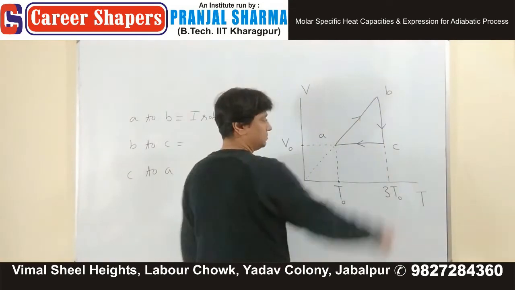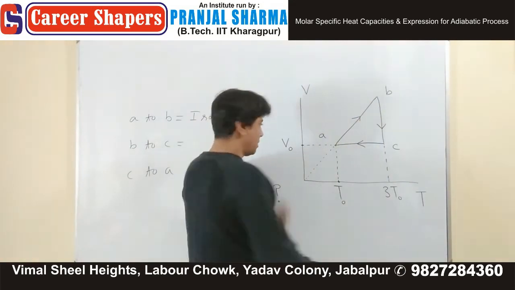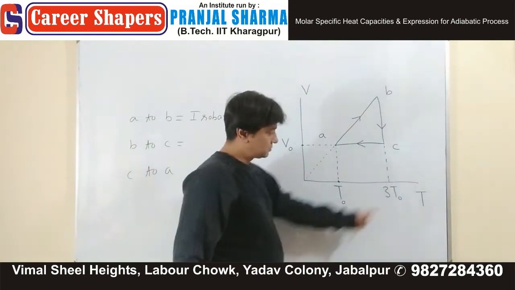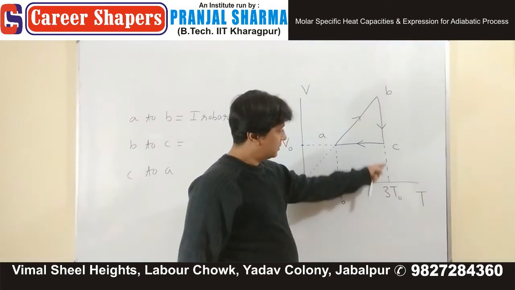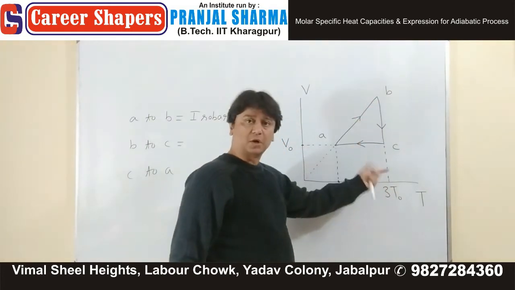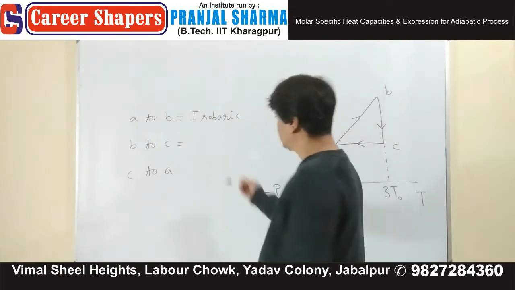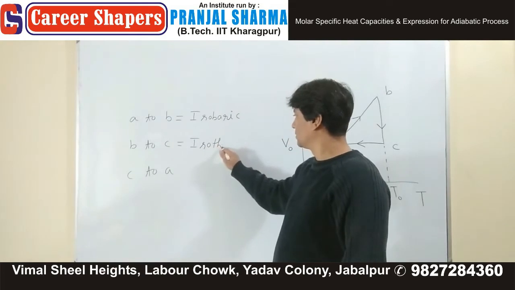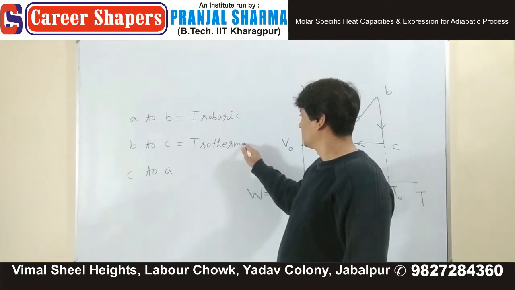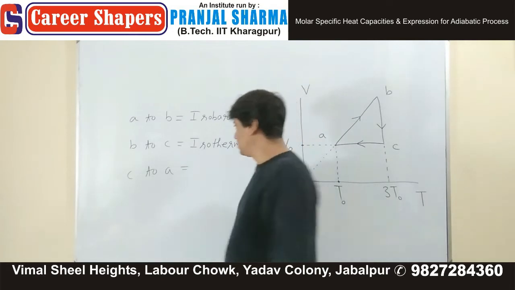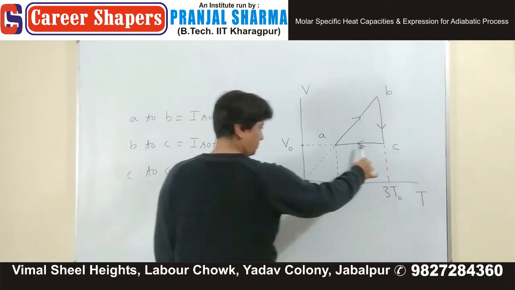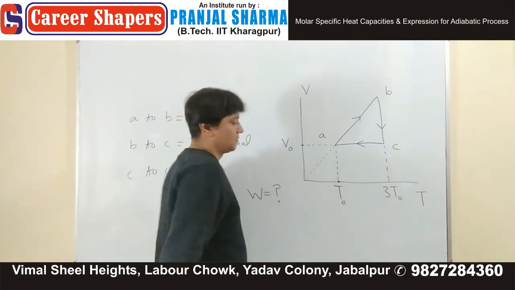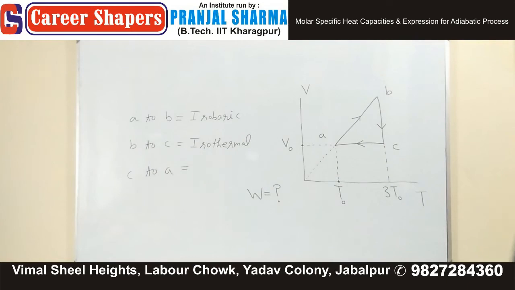B to C. I hope you can see that. From B to C, this is temperature axis. Everywhere temperature is what? Constant. So it's an isothermal process. And C to A, volume is constant, and therefore it is an isochoric process.